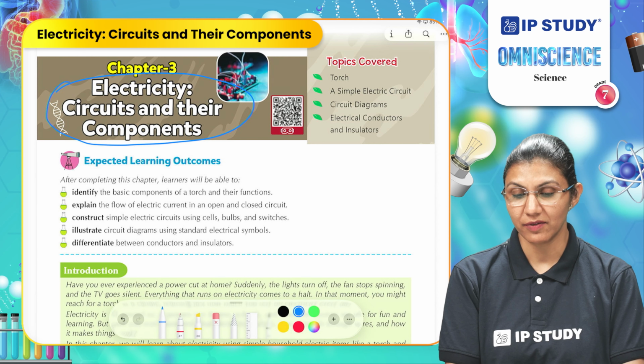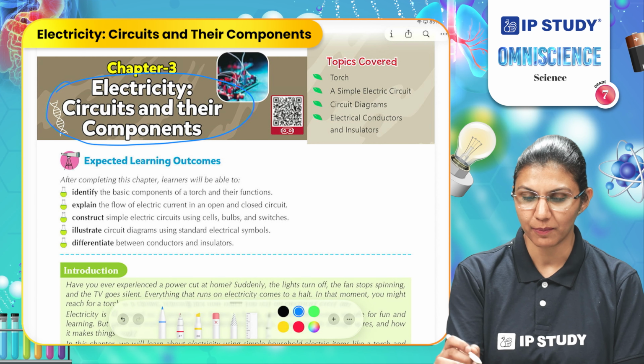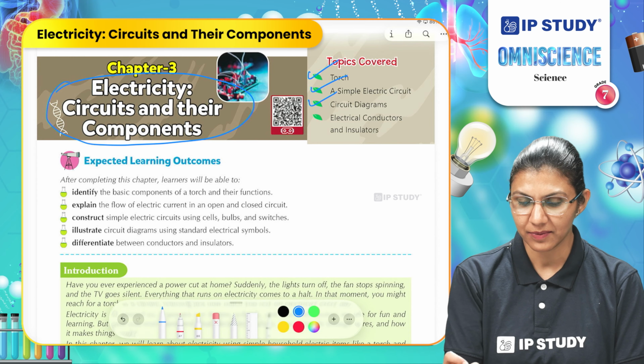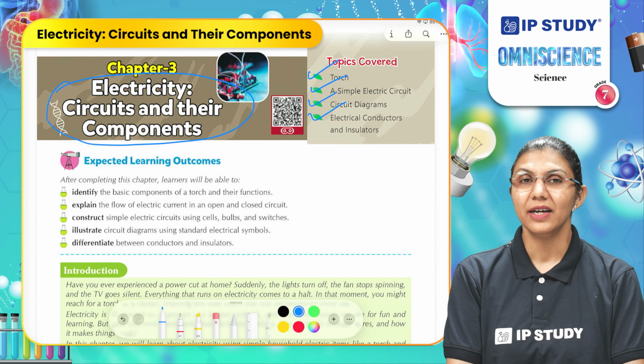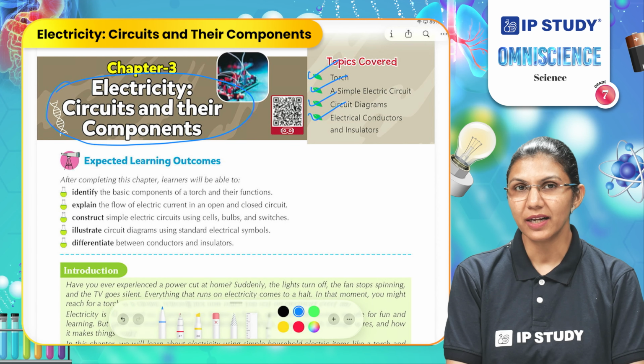In this chapter we will cover the topics torch, a simple electric circuit, circuit diagrams, electric conductors and insulator. In your day-to-day life, you use various electrical devices which run on electrical energy, or we can say these run on electricity. So what is electricity? Electricity is a form of energy which powers these devices to run.